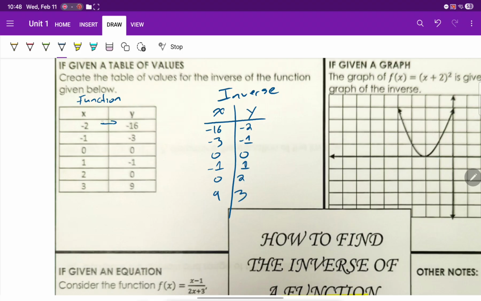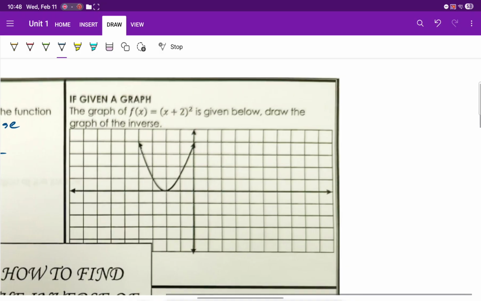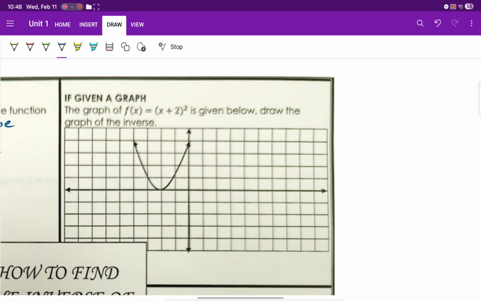Notice that all we did was swap those values. That's all it is for a table of values. You're literally just swapping your x and y coordinates. Pretty straightforward. Let's bring it over to a graph. With a graph, we're going to do this in a really similar way.